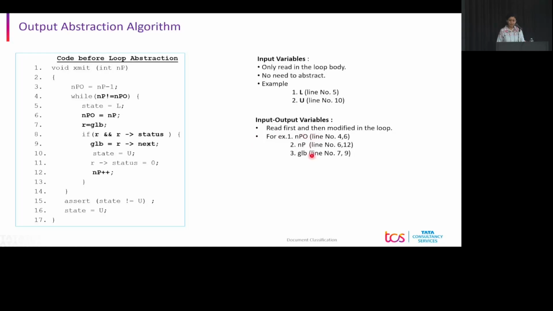Then the next are the IO variables, which are read as well as modified in the loop. So that's NPO, NP, and GLB. We are not considering R because R is modified first, so its value is always getting updated. So it's not an IO, it's a pure output. And then the pure output that we are interested in is state, which is only ever modified, right?